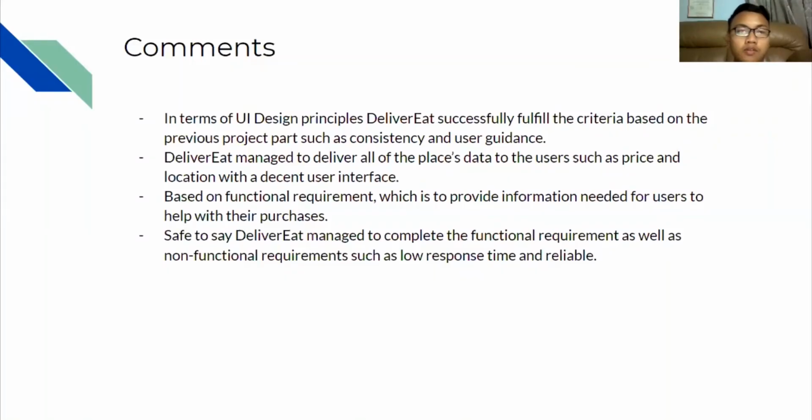For the comments on the DeliverEat website in terms of UI design principles, DeliverEat successfully fulfills the criteria based on the previous project part, such as consistency and user guidance. DeliverEat managed to deliver all the places data to the user, such as price and location, with a decent user interface. And based on the functional requirement, in my opinion, is to provide information needed for users to help with their purchases. It is safe to say DeliverEat managed to complete the functional requirement as well as non-functional requirements, such as low response time and a reliable website.